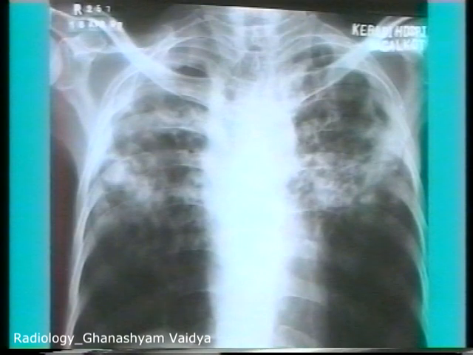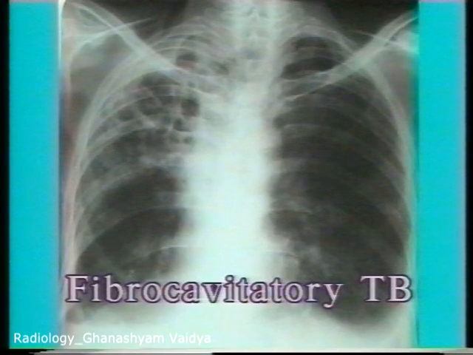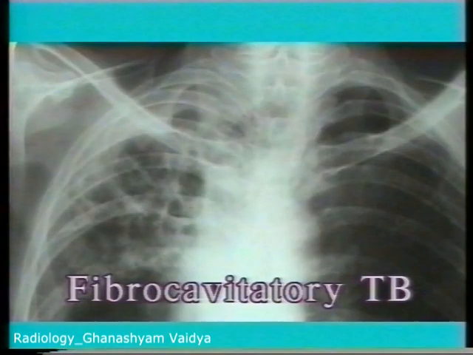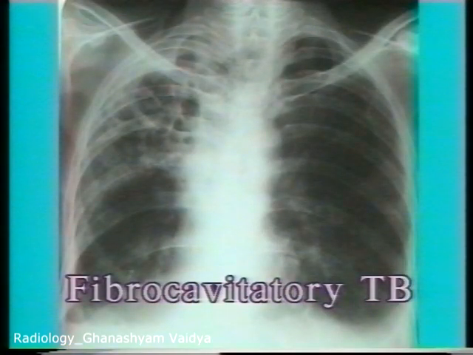This is another X-ray showing bilateral fibrocavitary lesions. Note the dense shadow of fibrosis on the right side combined with cavitation in the left upper lobe. This is an X-ray of fibrocavitary lesion on the right side with compensatory emphysema on the left. Note the multiple cavities and fibrosis in the right upper zone with trachea pulled towards the lesion due to fibrosis, while the opposite lung is hypertranslucent due to compensatory emphysema.